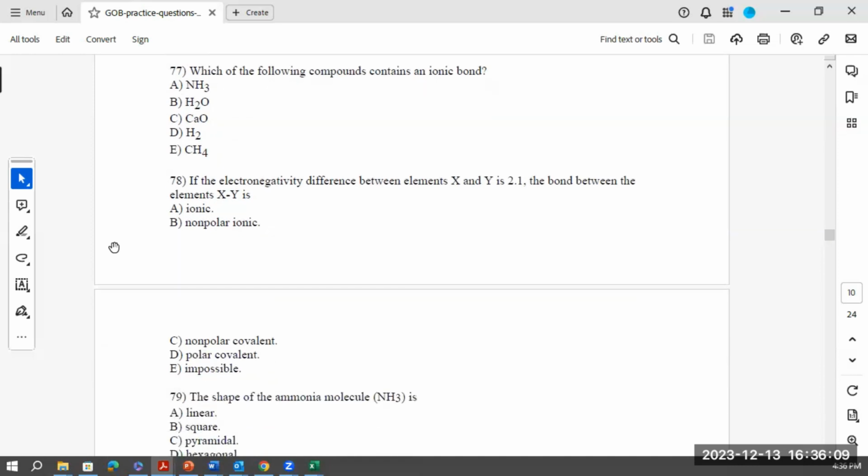Okay, so the electronegativity difference between X and Y is 2.1. The bond between X and Y is A, ionic, B, nonpolar ionic, C, nonpolar covalent, D, polar covalent, E, impossible. A, it would have ionic character. That is correct because it's greater than 1.8.